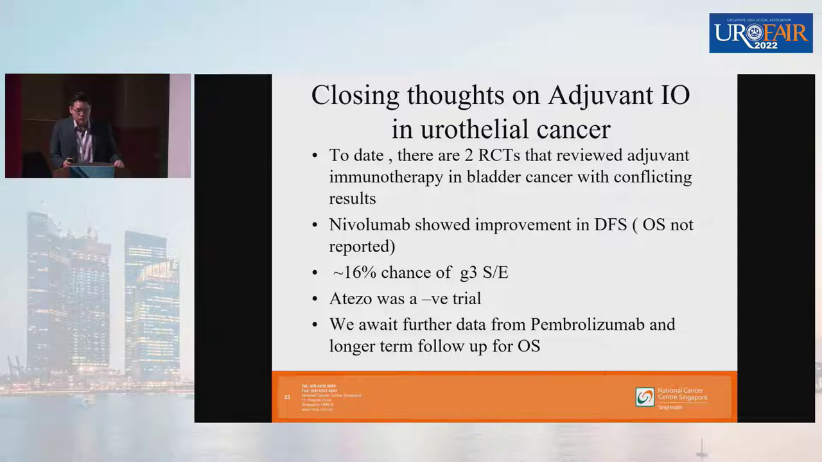So I thought we go through my closing thoughts on adjuvant immunotherapy. To date, there are now two randomized controlled trials of adjuvant immunotherapy in bladder cancer with conflicting results. Nivolumab was positive for disease-free survival. Atezo was negative. There was a 16% chance of grade 3 side effects. We really need to wait for the data from other trials, for example pembrolizumab, to see whether there would be more consistent evidence, as well as long-term evidence for overall survival benefits with the nivolumab trial.